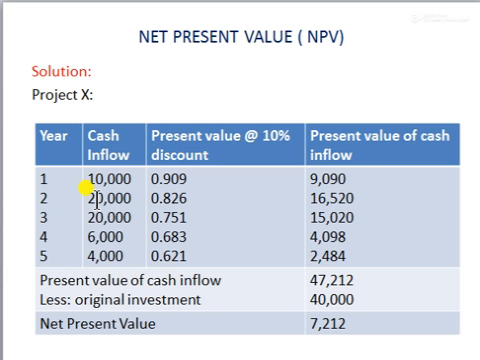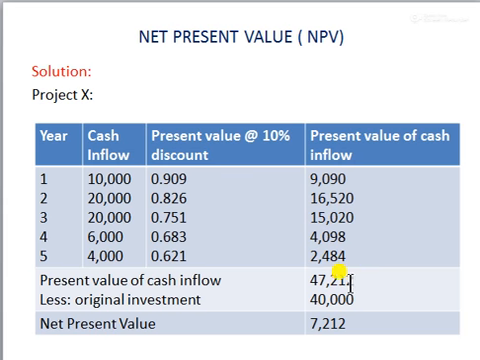When we multiply the second year cash inflow with the second year present value factor, we get 16,520. And when we multiply the third year cash inflow with the third year present value factor, we get 15,020. When we multiply the fourth year cash inflow with the fourth year present value factor, that comes to 4,098. And multiplying 4,000 with 0.621, we get 2,484. When we total this column, that comes to 47,212.